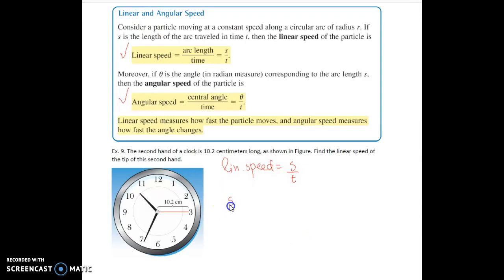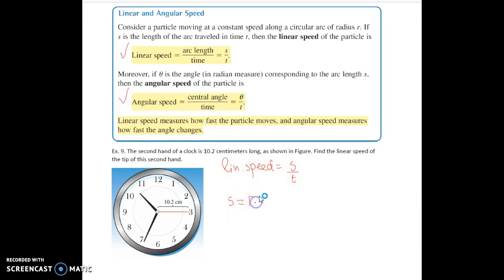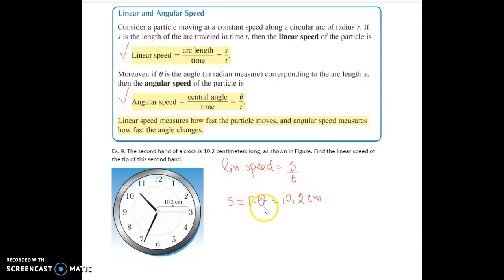To find the arc length that the tip of the second hand travels around, we're really looking for the circumference that it travels on. The arc length from earlier we saw is equal to the radius times the angle theta. The radius is given to us as 10.2 centimeters. Well, what is this angle theta? I do know that the second hand travels all the way around the clock, so I know that it makes a full revolution. This will be my angle theta.